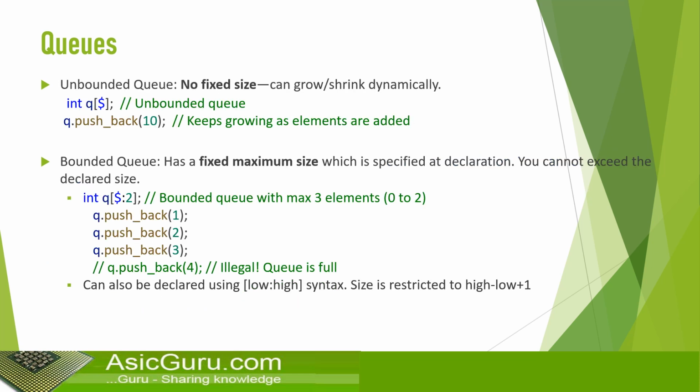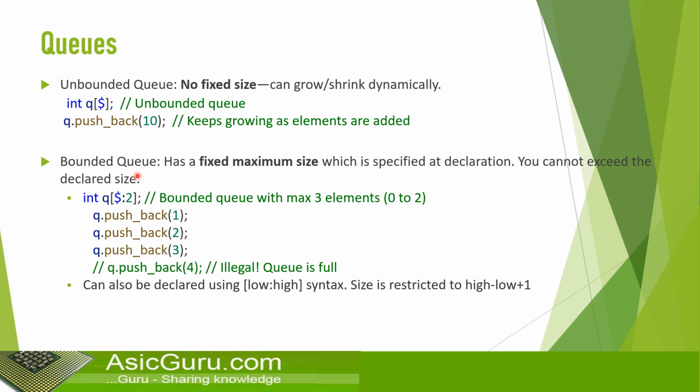We can declare queues in two different ways. The first is unbounded queues. They don't have any fixed size and they can grow or shrink dynamically as needed. For example, this is a declaration for an unbounded queue. Using the push_back method, we are adding elements. We can keep adding elements using this method and the queue will automatically increase in size as new elements are added inside the queue.